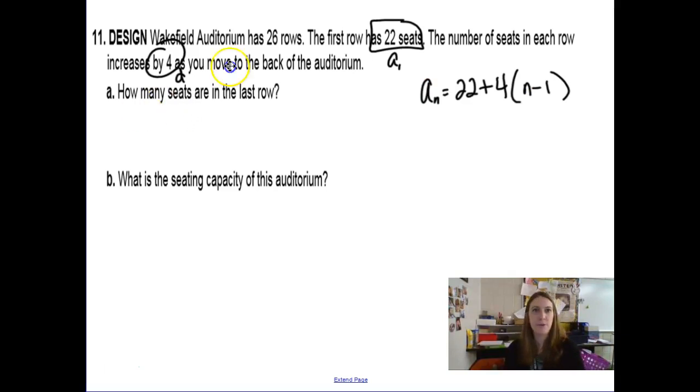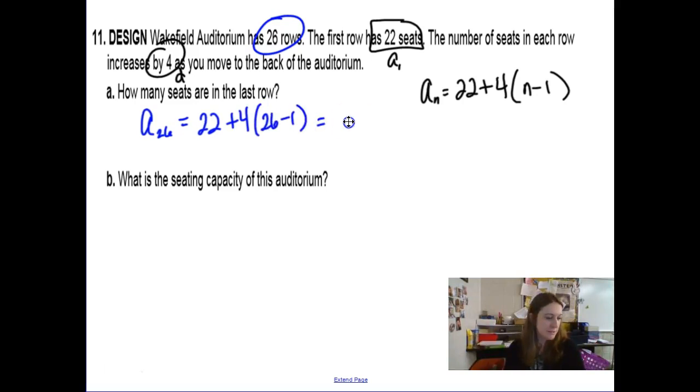How many seats are in the last row? Well, there's 26 rows, right? So you need to find the 26th term, which you already have, so let's just use our formula. 22 plus 4 times 26 minus 1. So when I can't do mental math, when I type that in, I get 122 seats. That's how many seats are just in that last row, the back row of the auditorium.